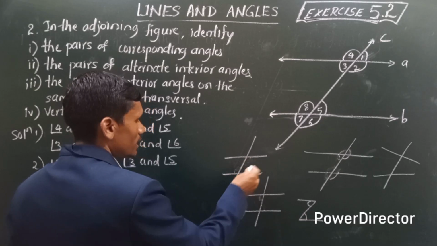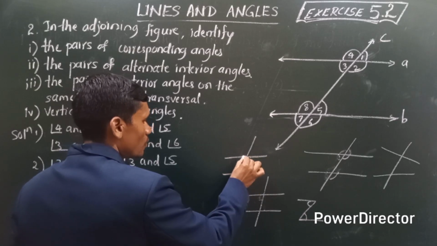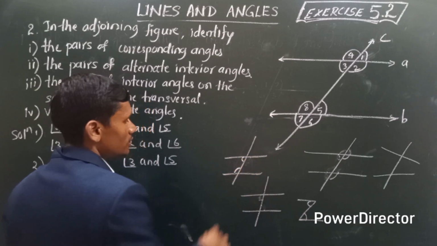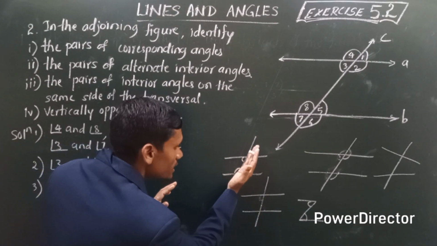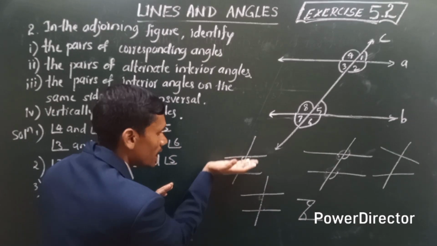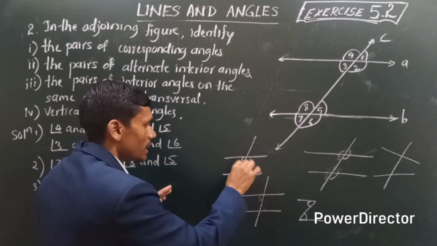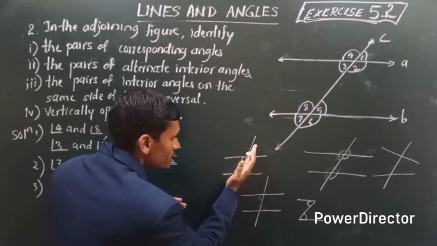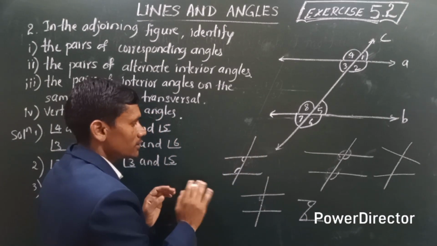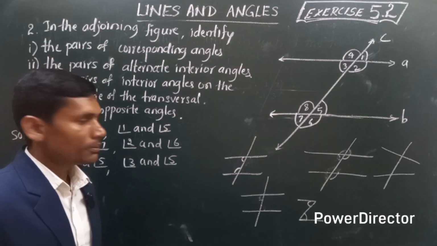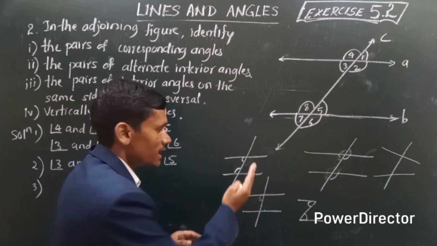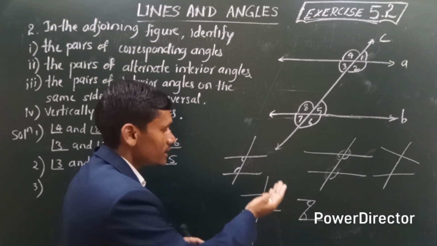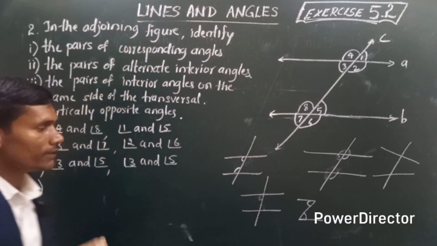Now here you can consider two cases. On the left side, I am taking two angles on the same side of the transversal. They are within the lines, so they are called interior angles. And since they are on the same side of the transversal, only to the left, they are called interior angles on the same side of the transversal.